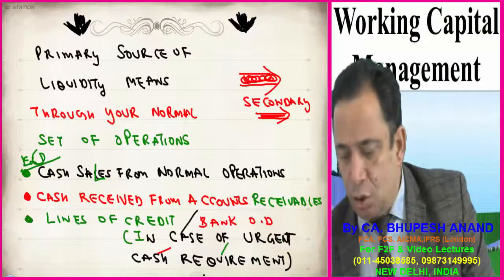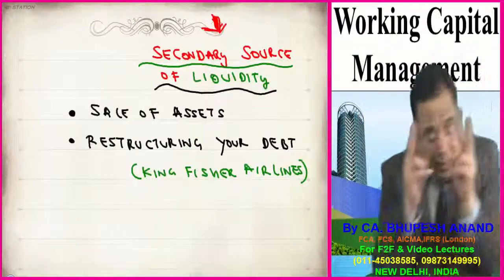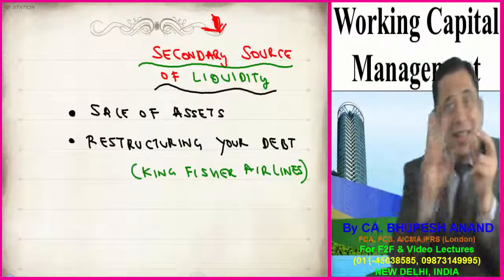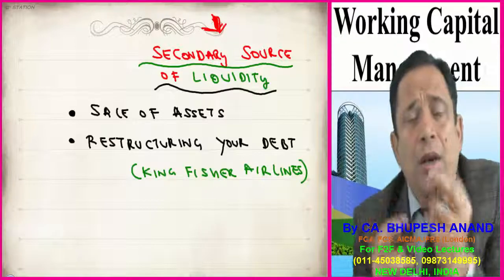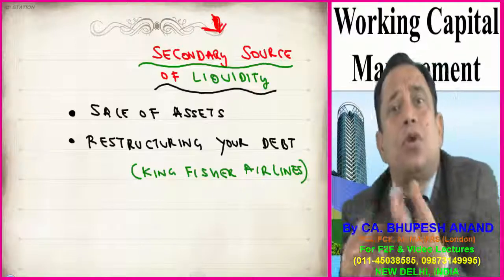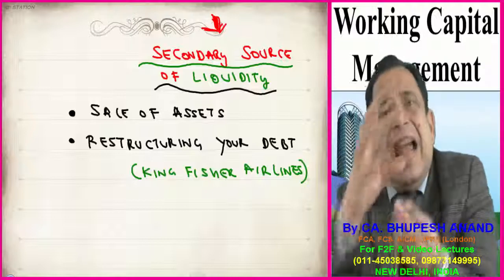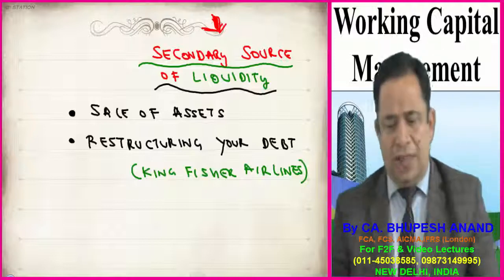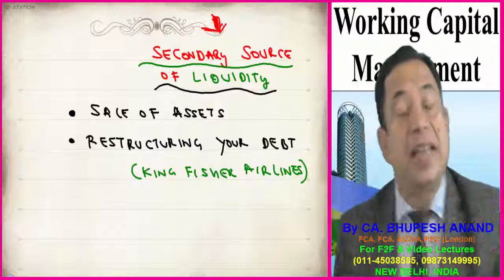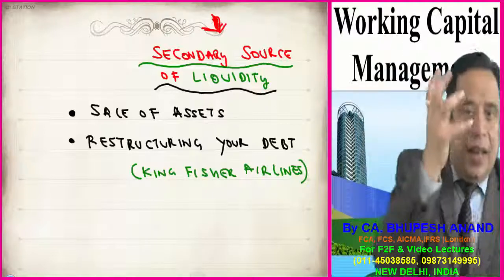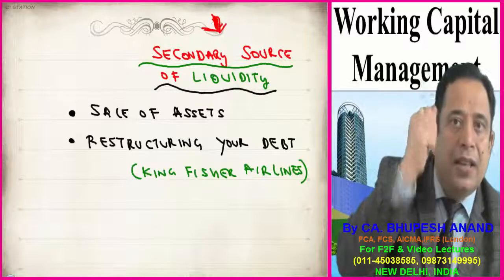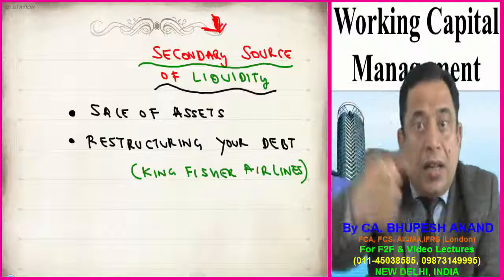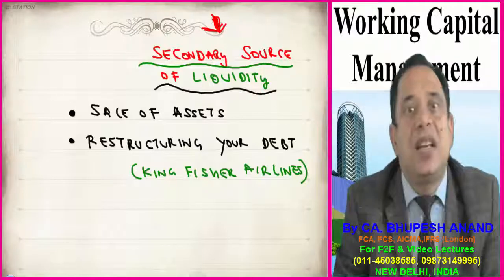And what about secondary source? I've written two examples. Sale of assets. For liquidity, you are selling your asset. That is not considered as a good source. So an entity should mainly depend upon primary source, and in case of occasional cases, they can go for secondary. So sale of assets and restructuring your debt. For example, in Kingfisher Airlines, they did restructuring of debt, either waiving off their interest or getting a longer time interval for interest or converting interest or debt into equity.